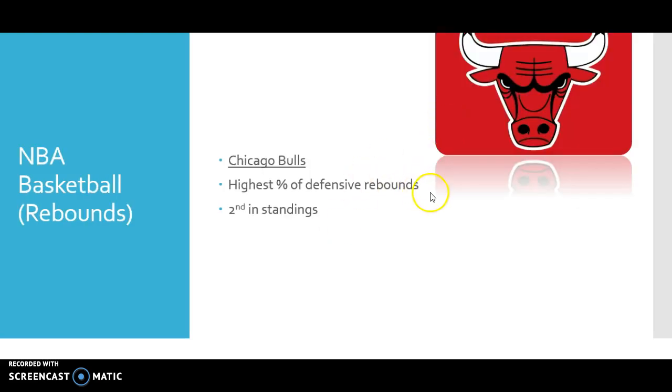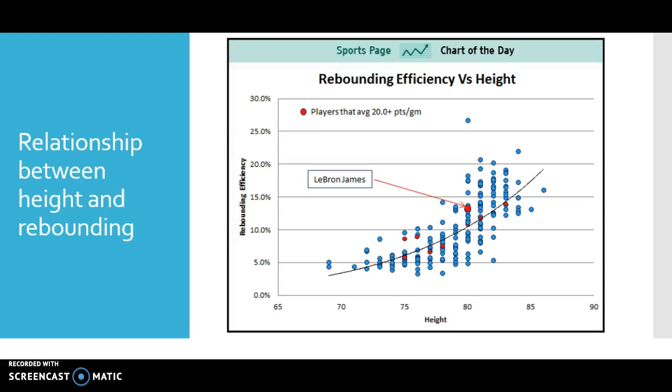So moving on from those, basketball statistics. So here we have the Chicago Bulls. So this is an NBA basketball team. So these are basically stats from the NBA website. And so Chicago Bulls, they're rated second in the standings, and this can be due to their rebounds. So they have the highest percent of defensive rebounds, making them a really solid team, making them not concede as many points.